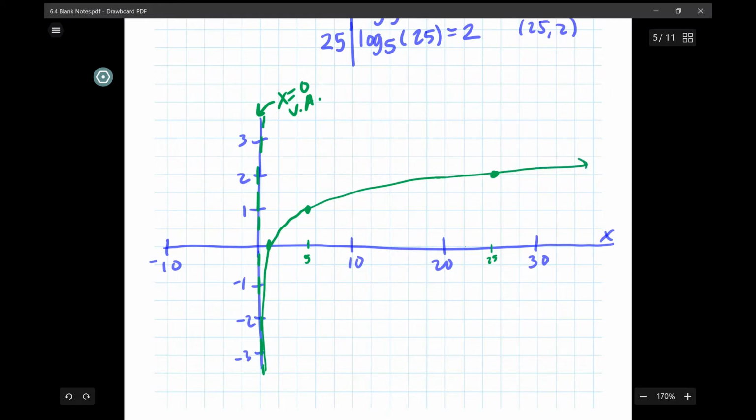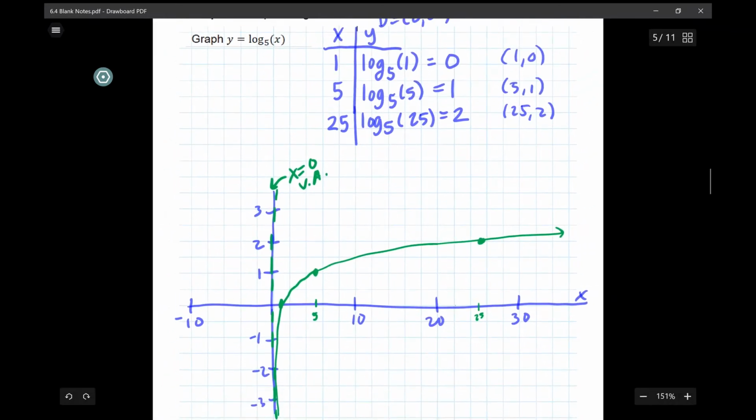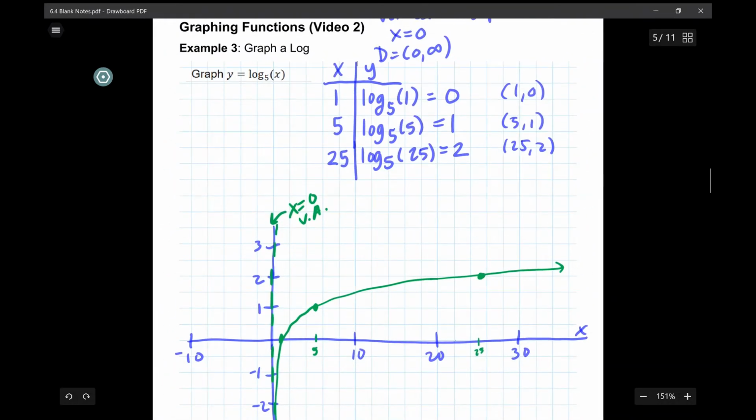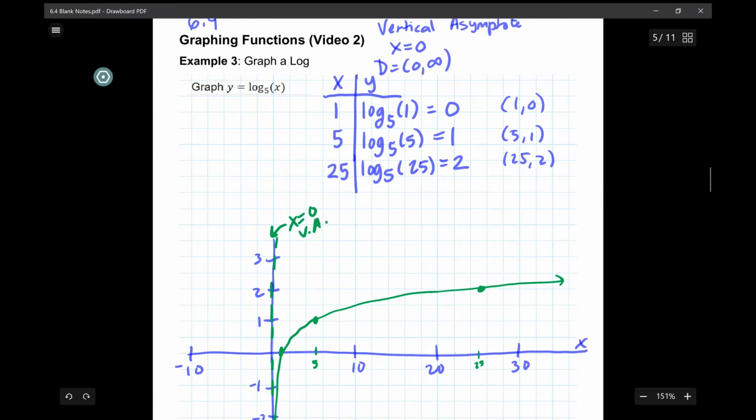And there's my graph. Not too bad. All right, so that's graphing a basic logarithm. You really can't use a graphing calculator to graph log base 5 because it doesn't have a log base 5 button in any graphing calculator. I know Desmos might do it. I haven't actually checked that out, but it's something I should check out.